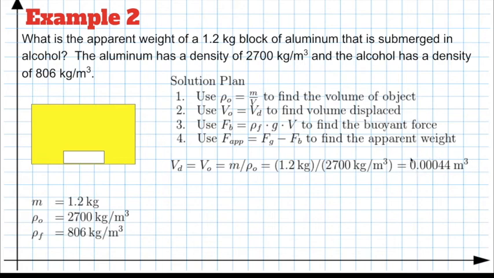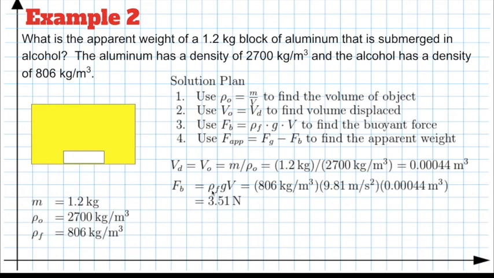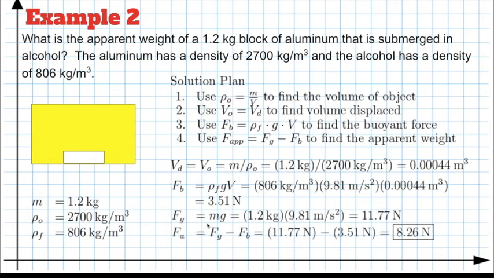Once you know the volume, we can find the buoyant force. It's the density of the fluid times g times the volume. We can plug in those numbers and get 3.51 newtons. So the buoyant force upwards is 3.51 newtons. And then lastly, we can find the weight, which is m times g. This is the force of gravity. So that's the mass times g, which is 11.7.